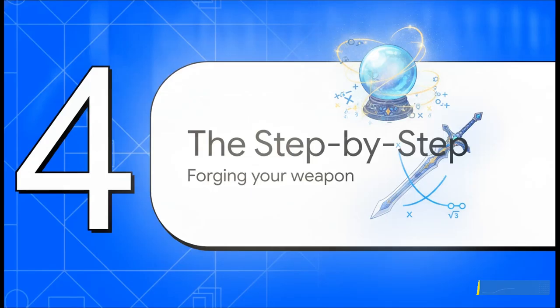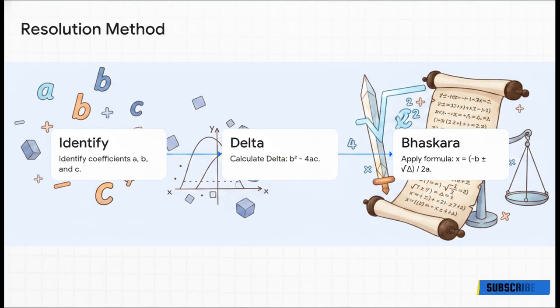Let's forge your weapon. Okay, so here is the foolproof, highly recommended method. Seriously, do not try to do this all in your head at once. Step 1, just carefully identify your A, B, and C numbers. Step 2, calculate that delta all by itself. Get that specific number first.